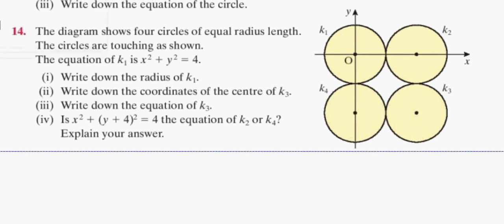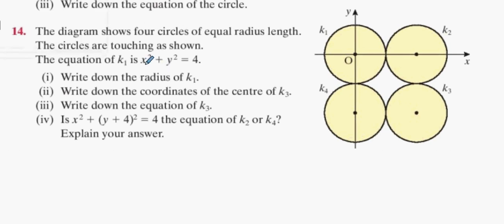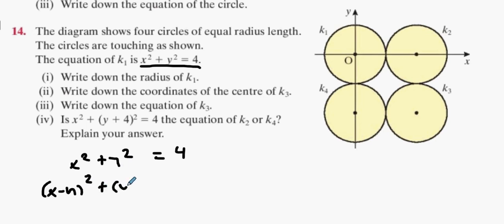We have the equation k1. Now we can see about k1 you have x squared plus y squared equals 4. And if you compare that to the equation (x minus h) squared plus (y minus k) squared equals r squared, it's safe to say that the h and k values are 0, 0, which means the centre of the circle is 0, 0. We all on board so far?